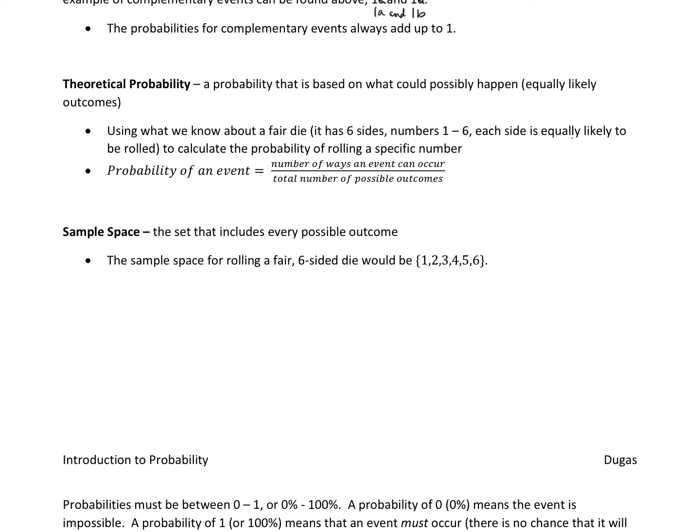This sample space is going to be referred to throughout some of the lessons that you'll see on probability. That's the set that includes every possible outcome. So the sample space for rolling a fair 6-sided die would be 1, 2, 3, 4, 5, 6. That's all the possibilities. A sample space for flipping a coin would be heads or tails. So that sample space would only include 2 elements, heads, tails.